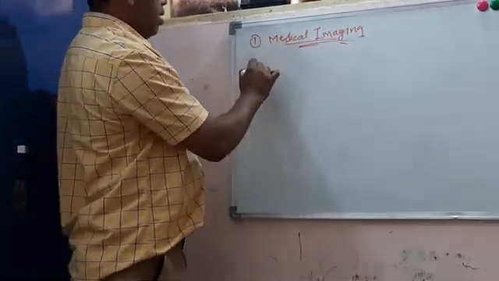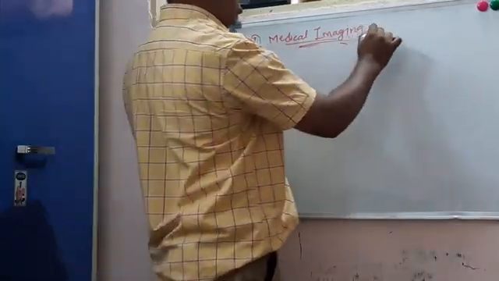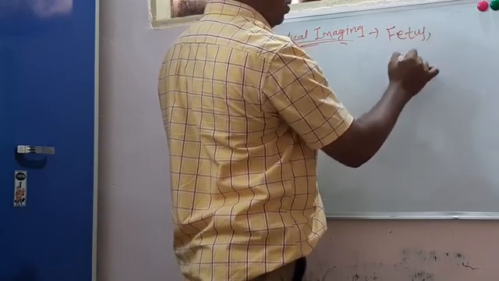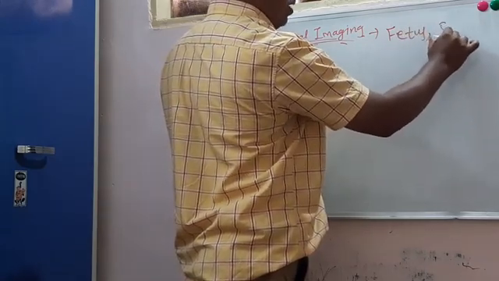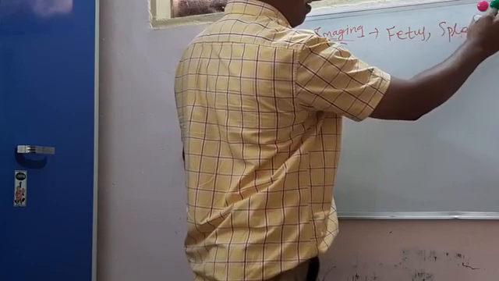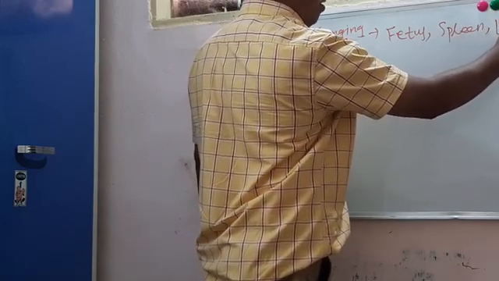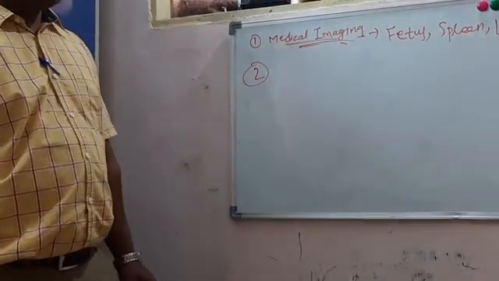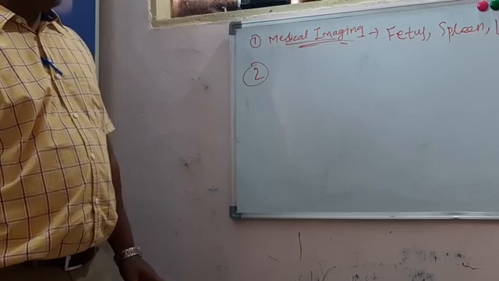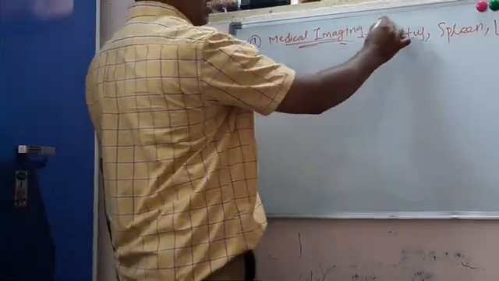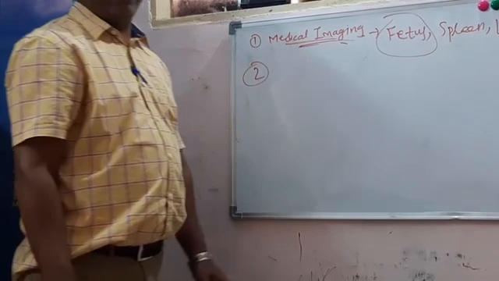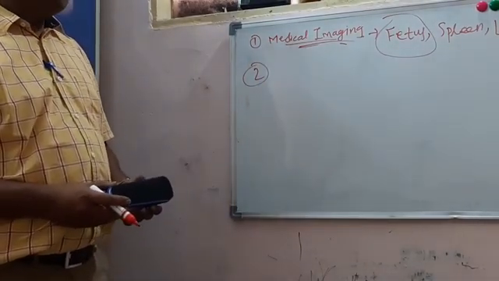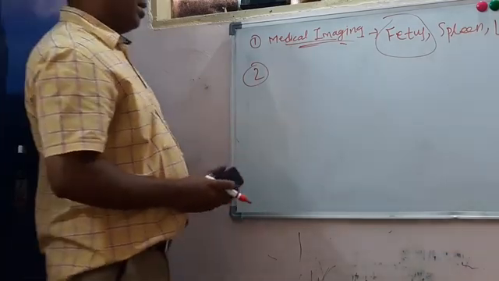And secondly, organs like the fetus, spleen, liver, the images of the different organs like spleen and liver, and to identify any early stage defects in the fetus, all this information can be acquired by using ultrasonic energy.